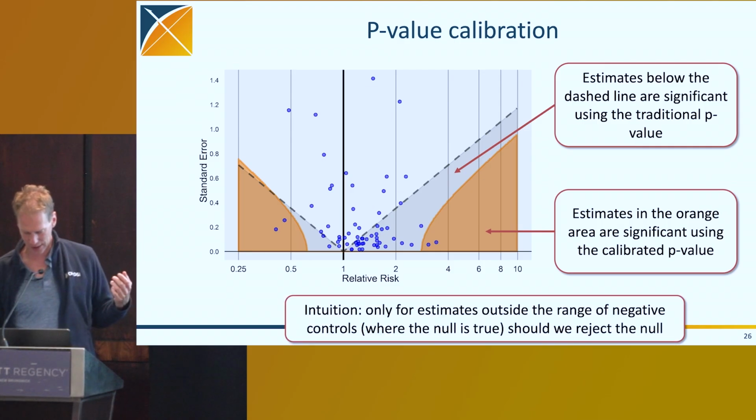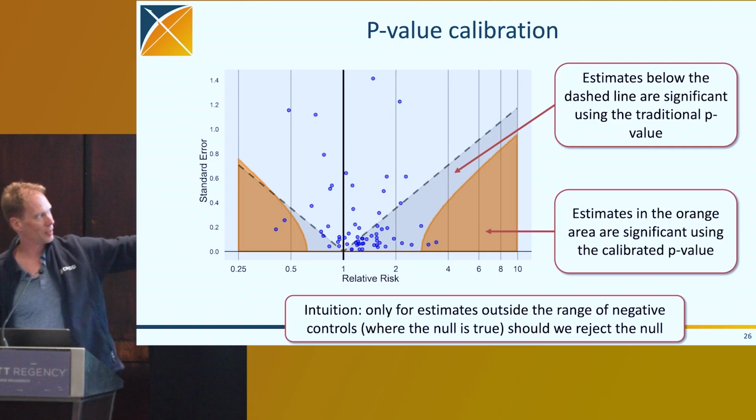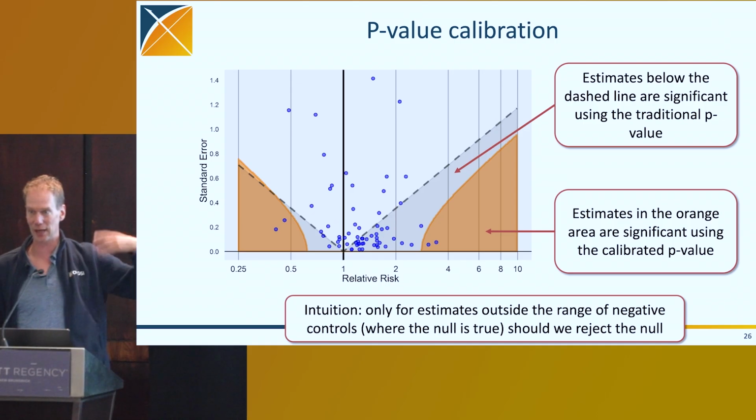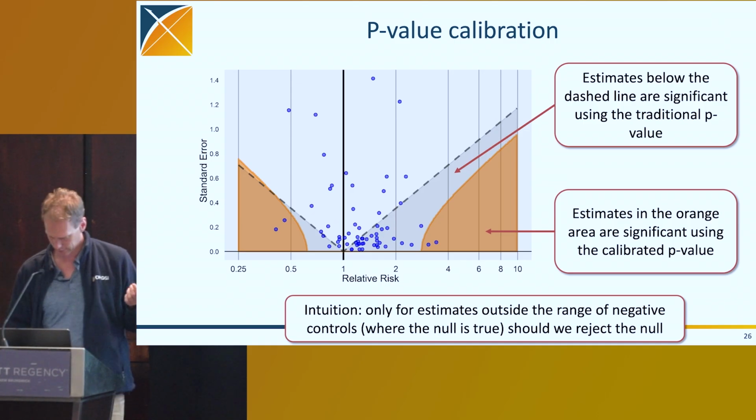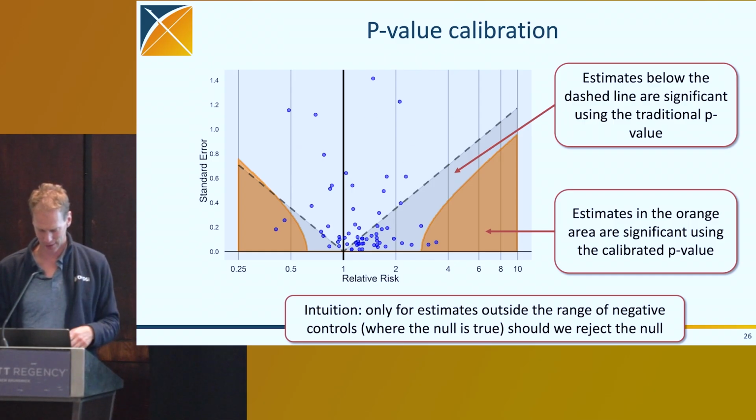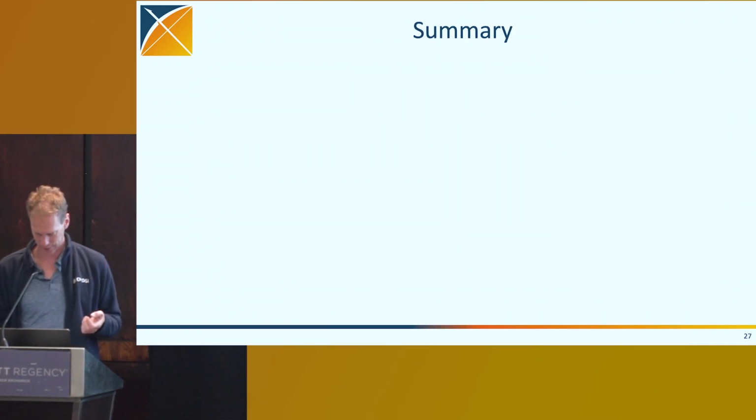But you can sort of see the intuition of what the method is doing: only if you have an estimate that's outside of the range that is observed for the negative controls should we be rejecting the null, because the negative controls are the ones where we know that the null is true. So it's implementing this intuition in a statistical framework.